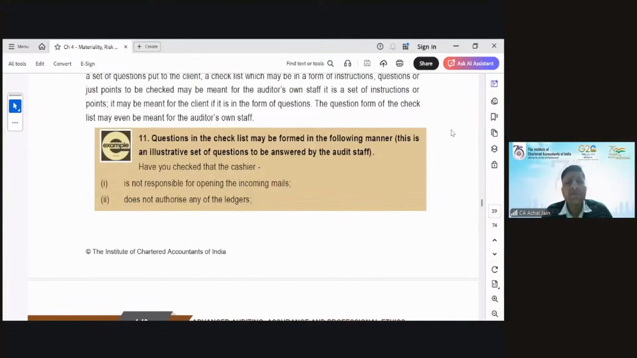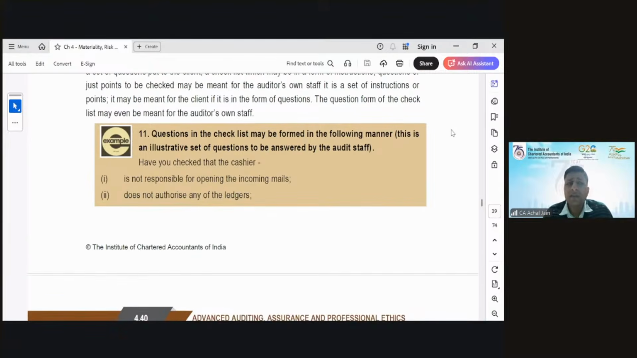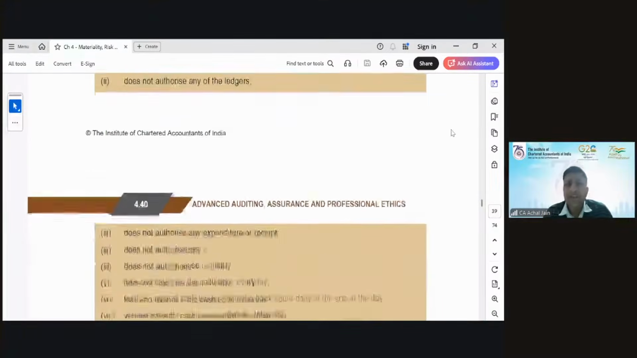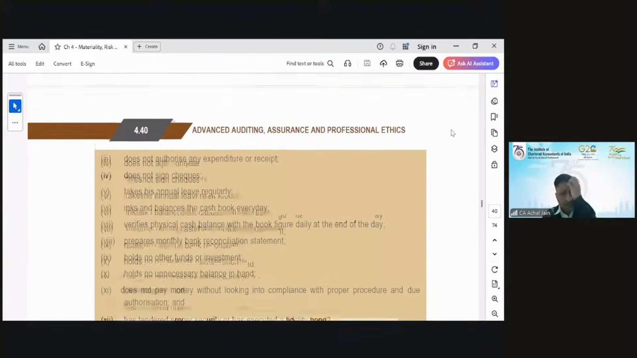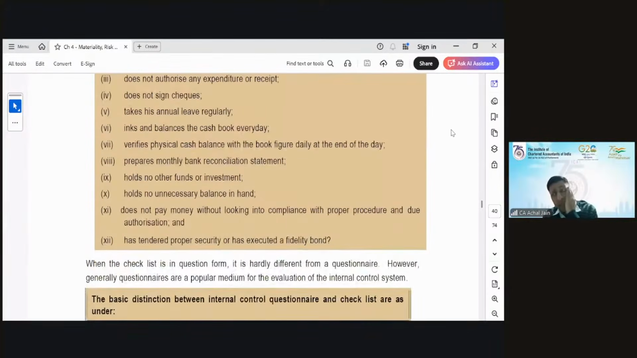So for example, have you checked that the cashier is not responsible for opening the incoming mails, does not authorize any of the ledgers, does not authorize any expenditure receipt? This is what you'll have, for which the answers will be either yes, no, or not applicable. There again, if any sort of explanation is required, there will always be a column for remarks, which the auditor can go and fill.